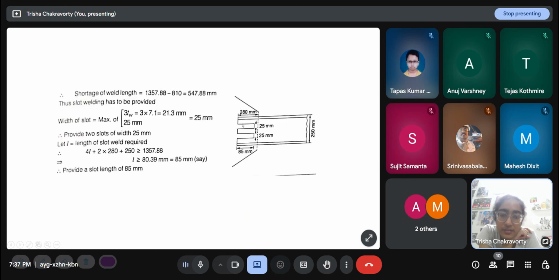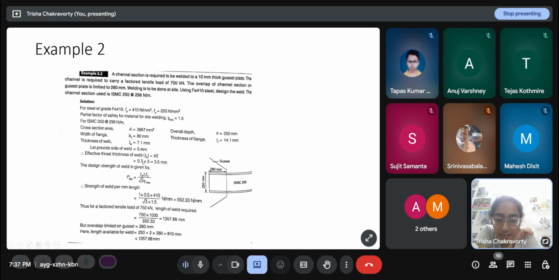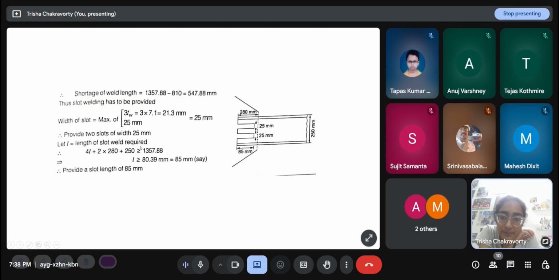Okay, so here there is slot welding provided. There is a shortage of weld. One option is I could increase the size of weld. I could take 7 say and then carry out a check again. Otherwise, there is one option, which is if the weld length falls short, it has fallen short by 550, then we provide a slot welding. Like here we cut the section a bit and we do 250, then here, then here, then here, then here. The entire thing is welded, so we get extra length to be welded.